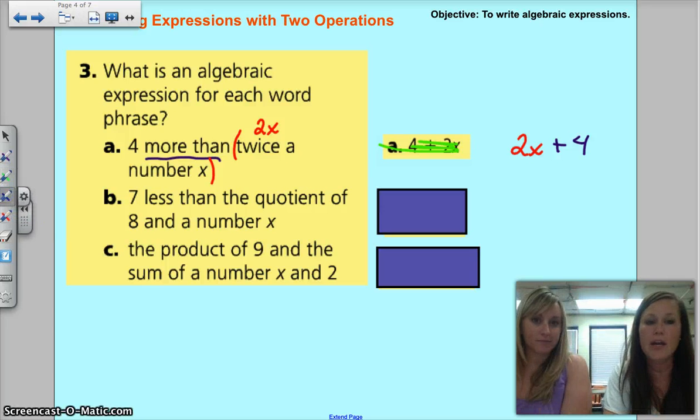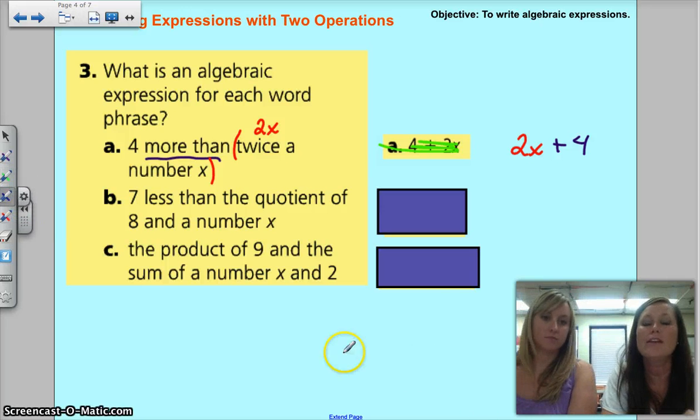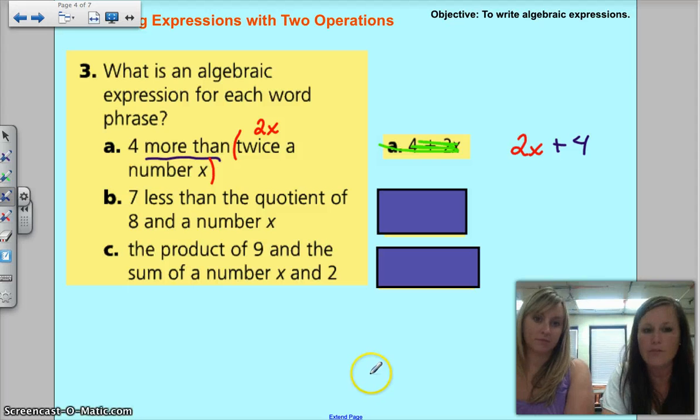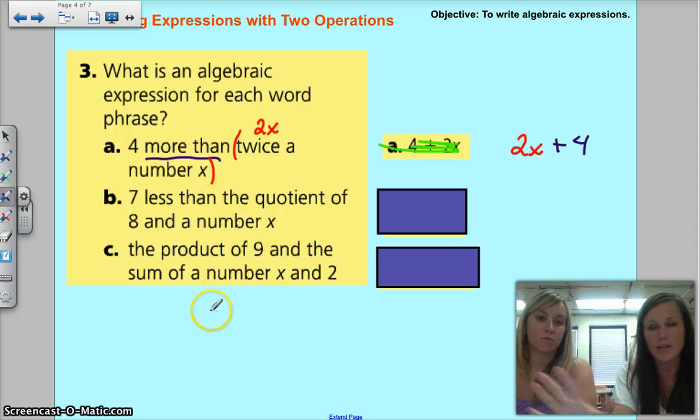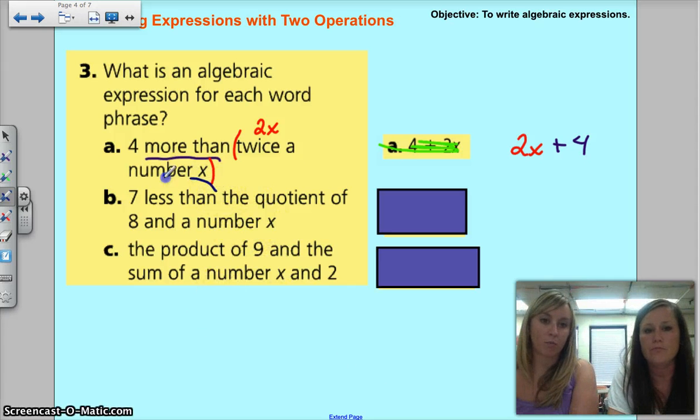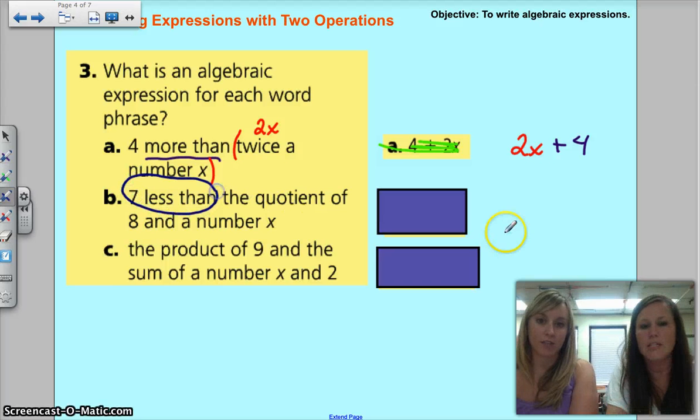Okay, next. Turn your page for part B. 7 less than the quotient of 8 and a number x. Lots of words. I know 7 less than means I'm subtracting 7 at the end of the problem. So guys, don't get overwhelmed by this. Just break it down right away.